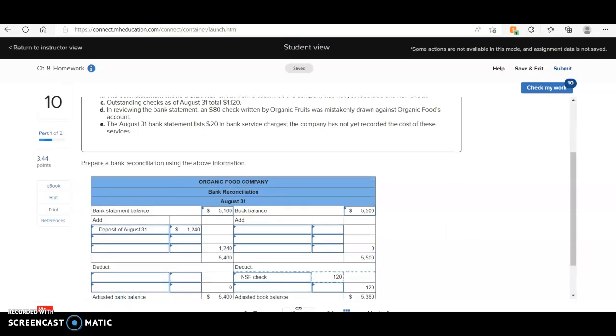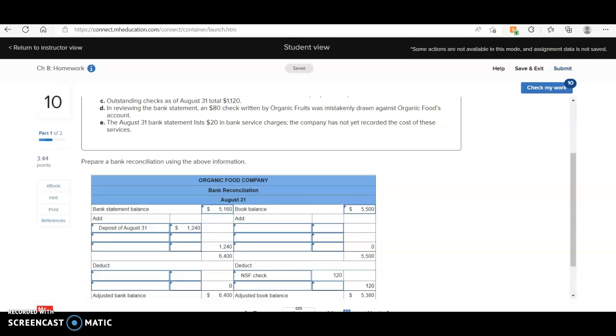If we look at C, it says outstanding checks as of August 31 total $1,120. So we know we have outstanding checks that we need to subtract from our bank side balance for $1,120.